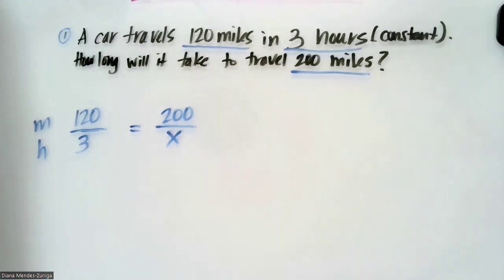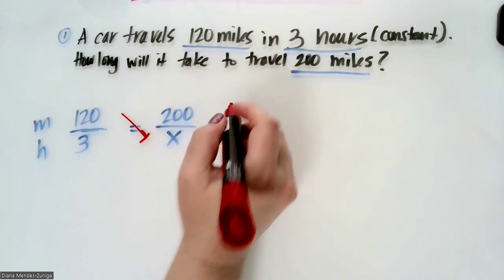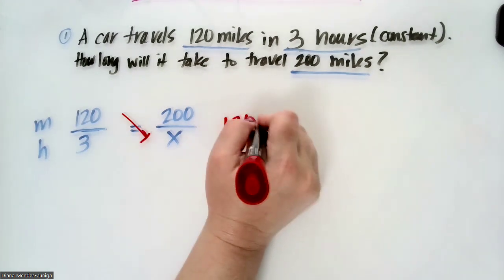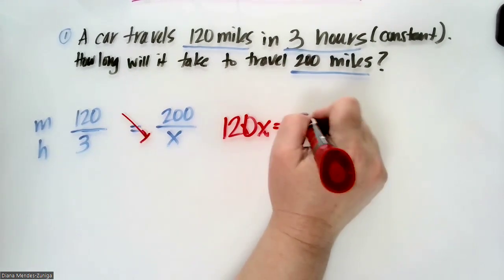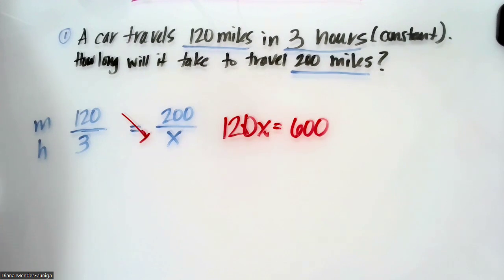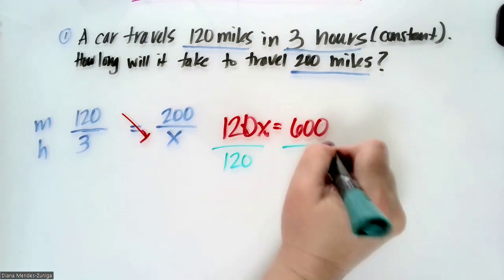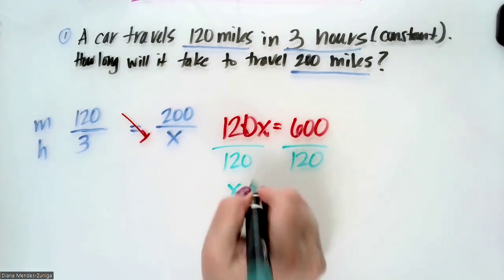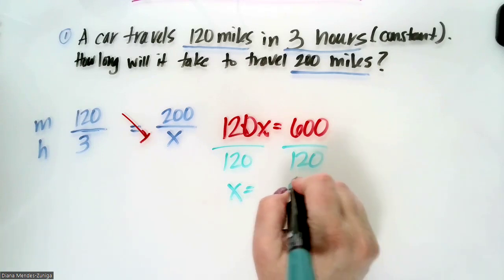So now that we have this problem set up, we can just do our multiplication. So I'm going to multiply my 120 times x, and that's going to give me 120x. And then I'm going to multiply my 3 times my 200, and that's going to give me 600. Now, according to how we do our algebra, we know that we're going to divide both of these sides by 120 so that we can get x equals something. And let me see what 600 divided by 120 is. It helps if I turn on my calculator. And that's going to be 5.